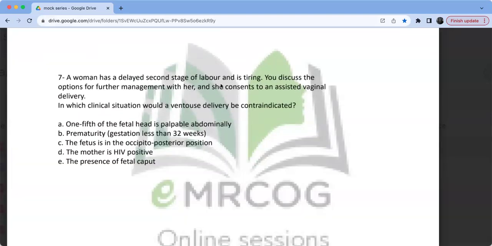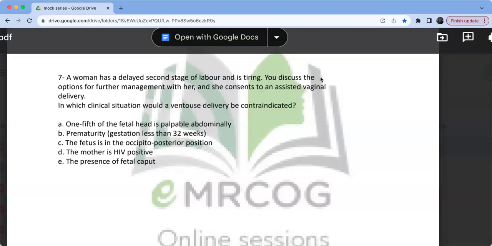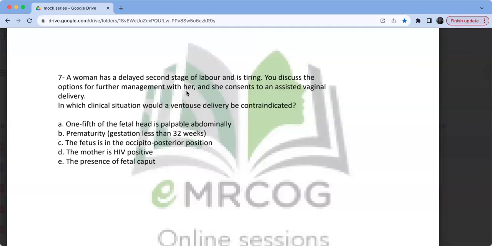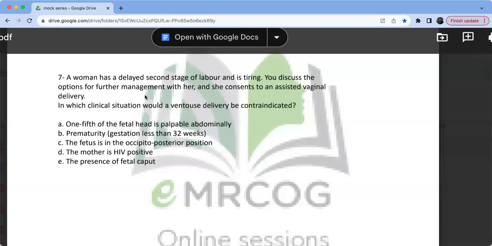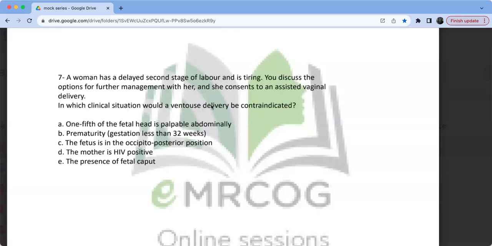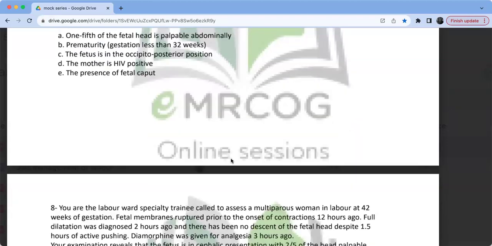A woman has delayed second stage of labor and she is tiring. So you discuss the options for further management with her, and she consents to an assisted vaginal delivery. In which clinical situation would ventouse delivery be contraindicated? Yes, in the previous question is A, my dear. Yes, it's the contraindication of prematurity when the gestational age is less than 32.